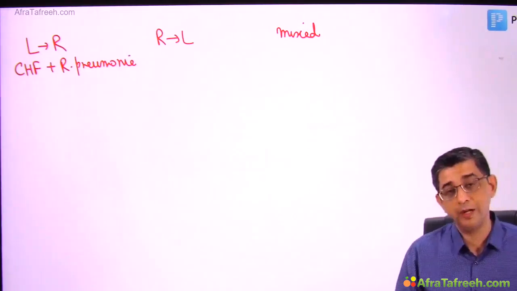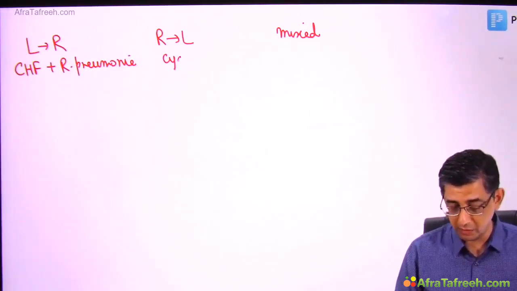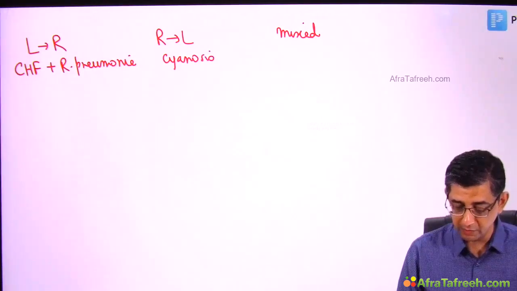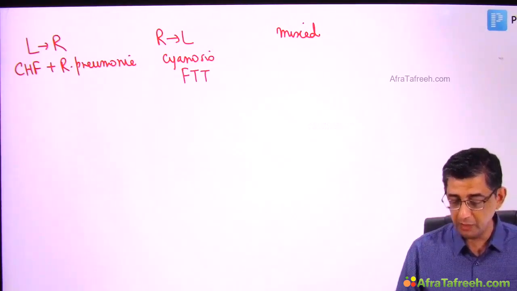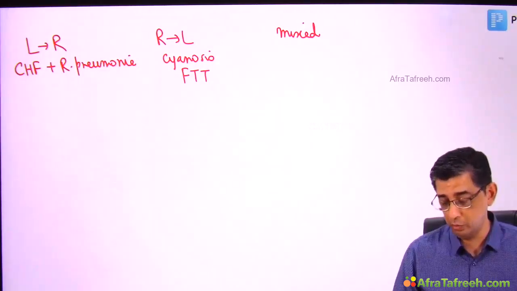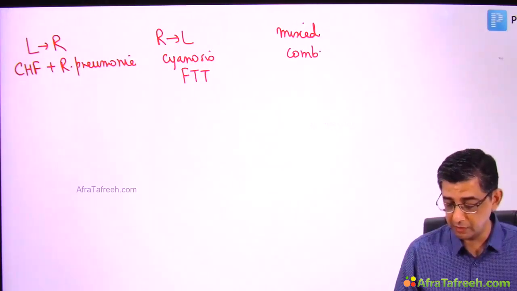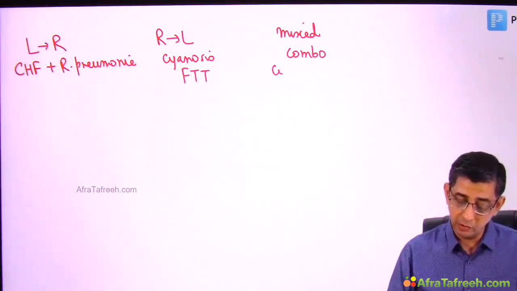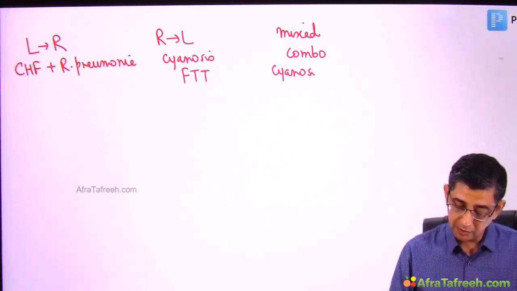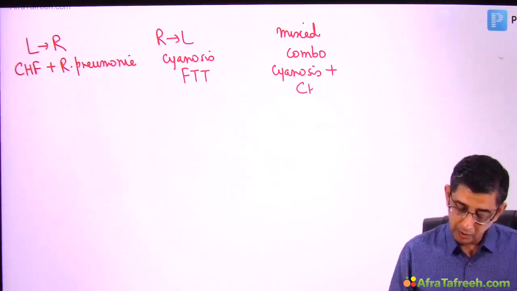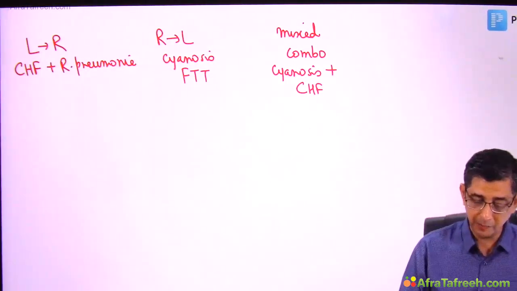When it comes to right to left sided shunt, there will be cyanosis with failure to thrive. Mixed defects would mean that this would be a combination of both. The defects that I've written in the MCQ, cyanosis will also be written and congestive heart failure will also be written. So let us enumerate the names now.